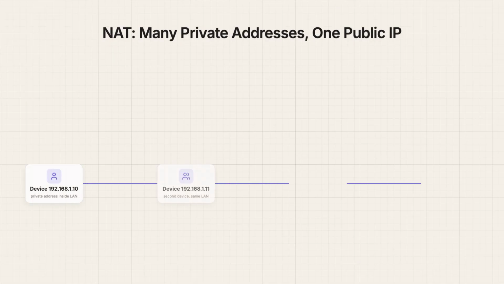Home networks use private IP addresses that are not routable on the public internet. Your router performs network address translation, replacing the private source address with its single public IP and tracking the mapping in a table. When a reply arrives, the router rewrites the destination back to the correct private device and port.